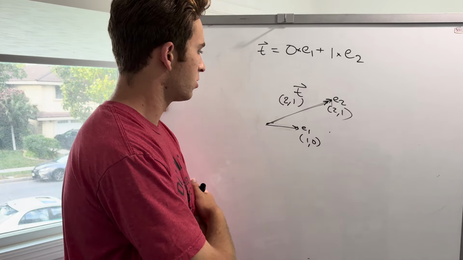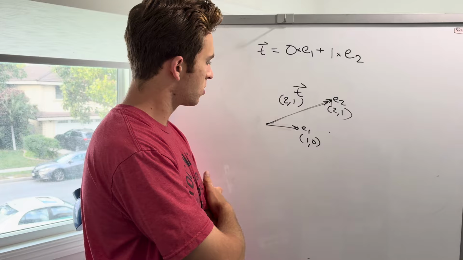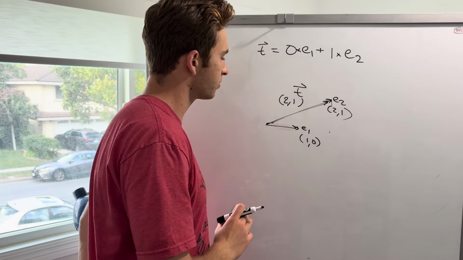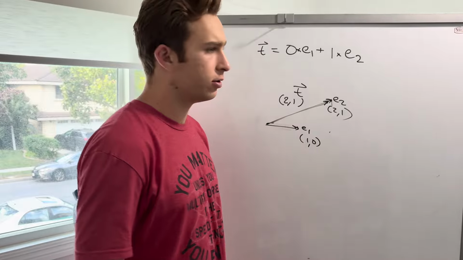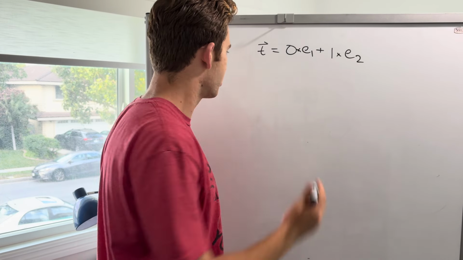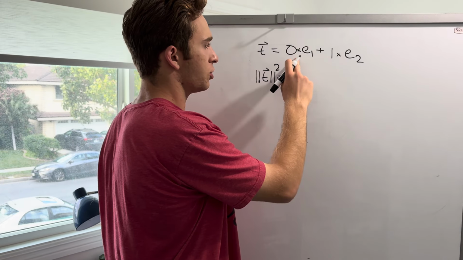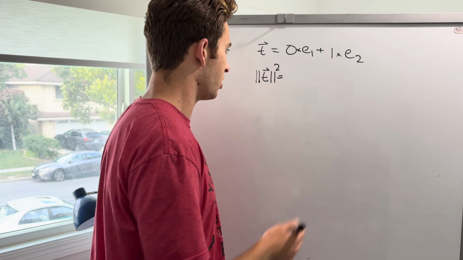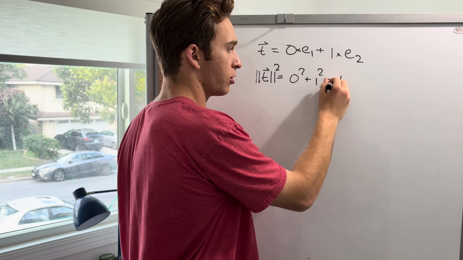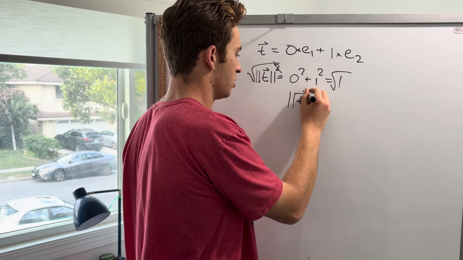And let's try and find the length of it using the dot product. Our dot product now, we take the components, we say our length of t squared is equal to the dot product with itself, so it's going to be 0 squared plus 1 squared, and that's just equal to 1. And if we take the square root of 1, it's just going to be 1. So our length of t is 1.